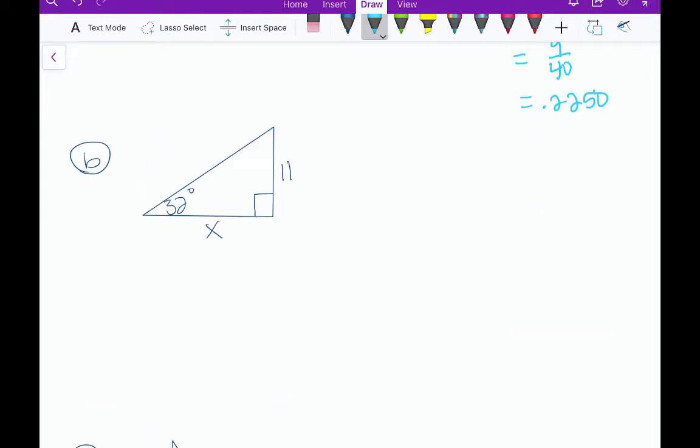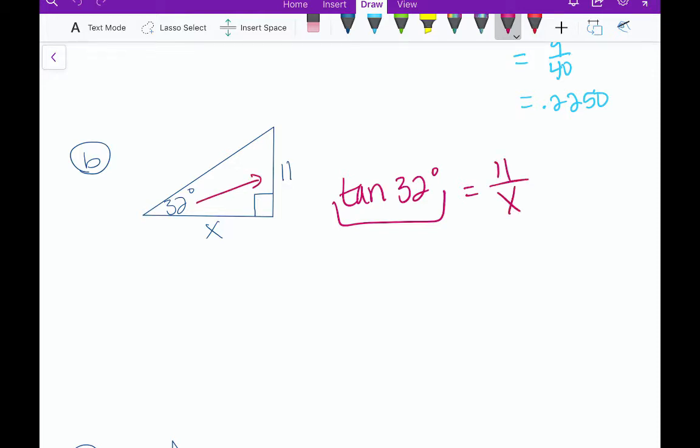Now, in this example, we are actually going to find the value of X. So we're going to find the leg in this triangle. If we had the hypotenuse, we could use the Pythagorean theorem, but we don't. So instead, I'm going to use tangent. The tangent of 32, which is a value our calculator would tell us, is going to be equal to 11 over X. So now we need to solve for X.